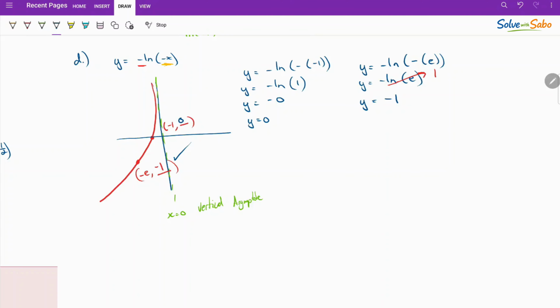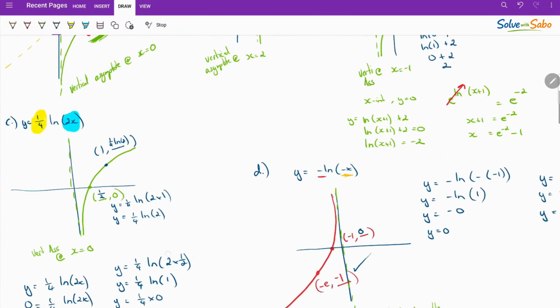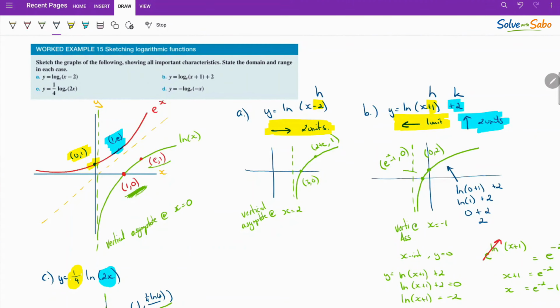So again, I've got my key features here, just using transformations to end up sketching this log. Now let's look back at all of these different examples here. They all have different transformations. We've got an h transformation, we've got h and k, we've got a and b, we've got an a and b again. All the different transformations do different things.